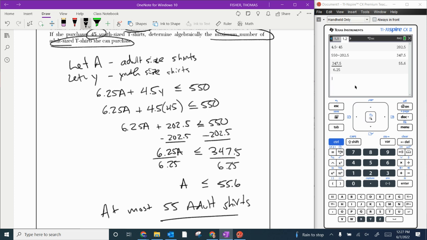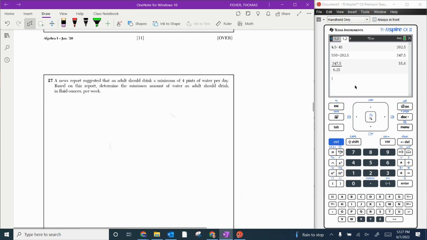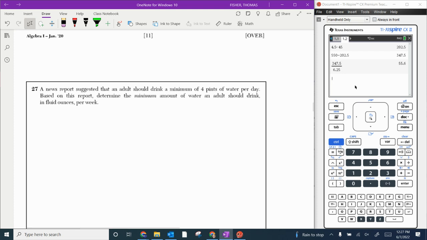All right, moving on here. Here we go, a maximum minimum. It's kind of fun, but does it even matter? Nope, it does not. So all it wants us to do is take 4 pints of water per day and convert it into fluid ounces per week.